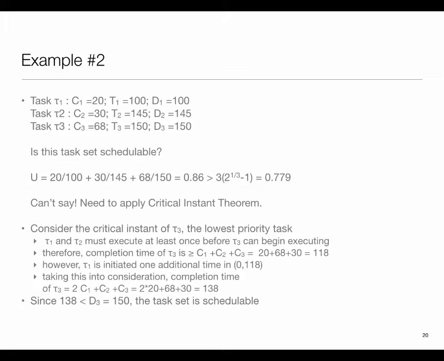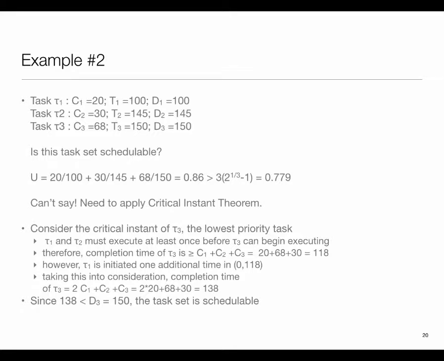The critical instant of task 3 is when it arrives, and at the same time, a copy of task 1 and task 2 also arrive. So those copies are going to get the higher priority, and therefore I must budget for them before task 3 can finish. I have to make sure a copy of task 1 and task 2 also run. So we know at the very least task 3 cannot finish before C1 plus C2 plus C3, because I have to run a copy of task 1, I have to run a copy of task 2, and I have to run task 3 itself. You add it up, it's 118. So 20 plus 30 plus 68, 118.